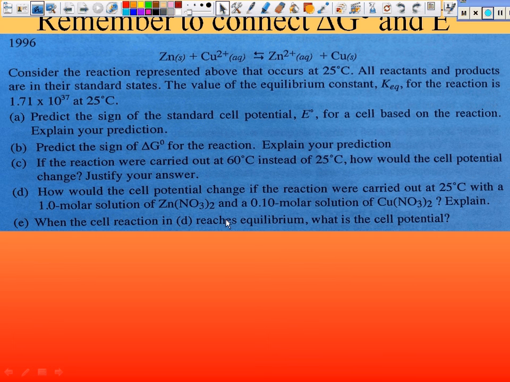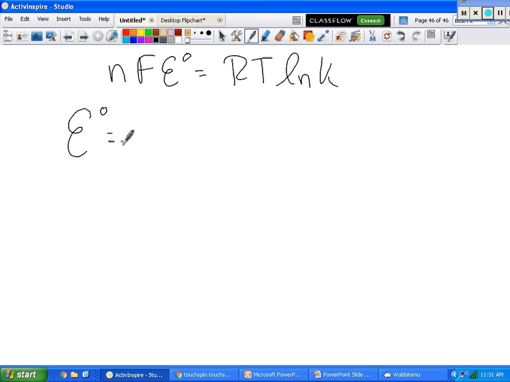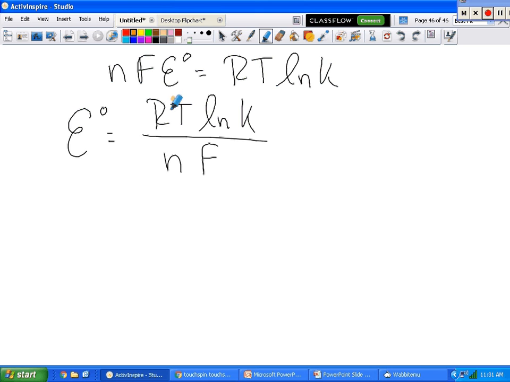So if you have nFE equals RT ln K, then E is equal to RT ln K all over nF. What's the only variable that's changing? Temperature is the only thing that's going to change, because R is a constant, F is a constant, and K does not change. Well, K can change with temperature. Remember, the only thing that affects K is temperature. I need to know if this reaction is exothermic or endothermic.